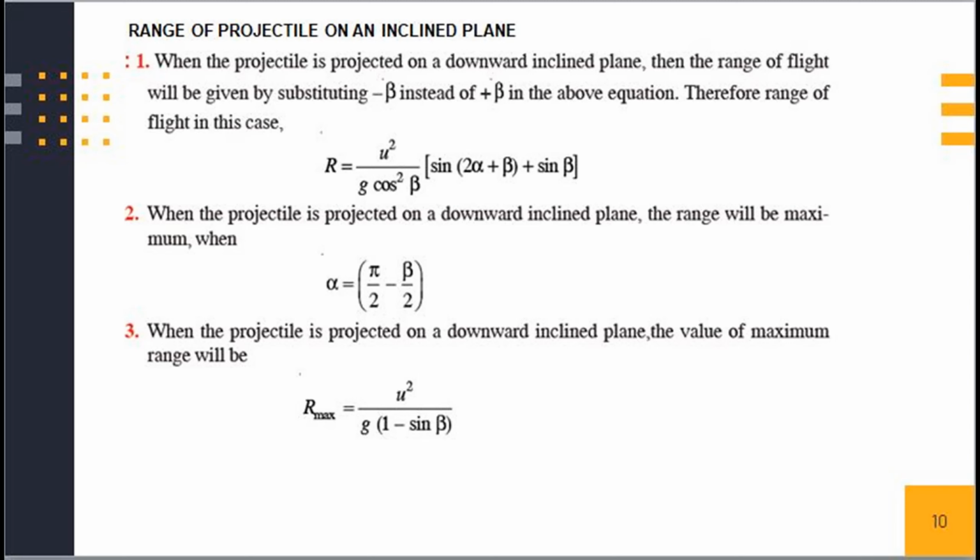Number second: when the projectile is projected on a downward inclined plane, the range will be maximum when alpha is equal to pi by 4 plus beta by 2, and the value of the maximum range will be R max is equal to U square divided by G into 1 minus sine of beta.